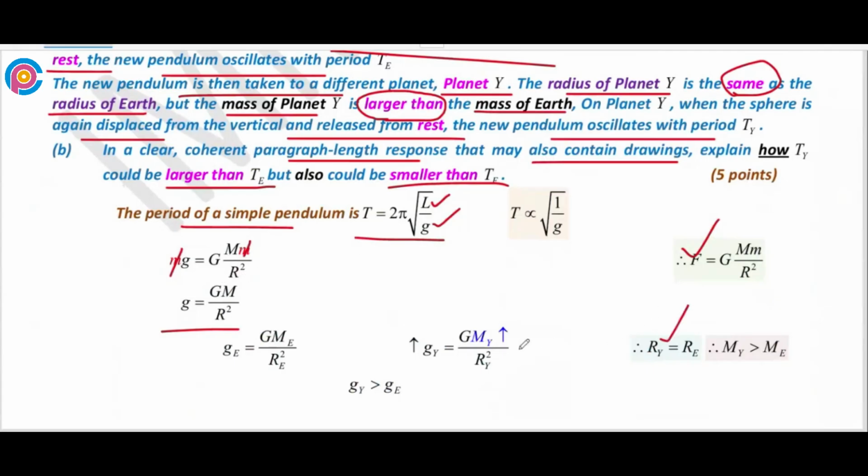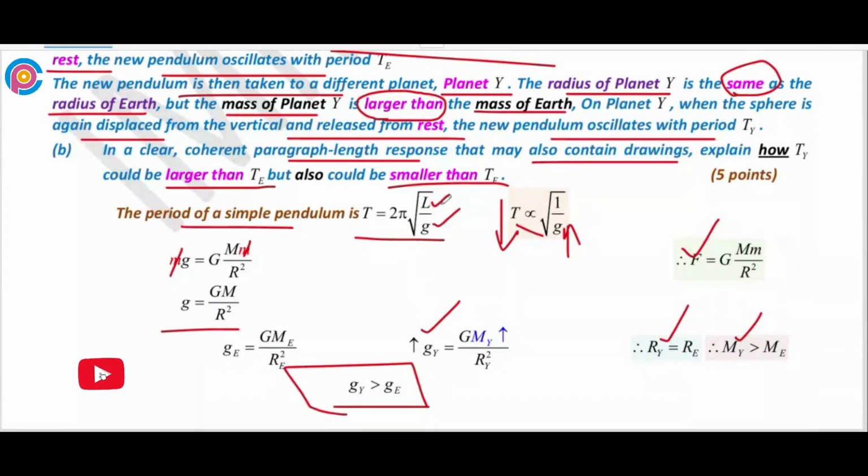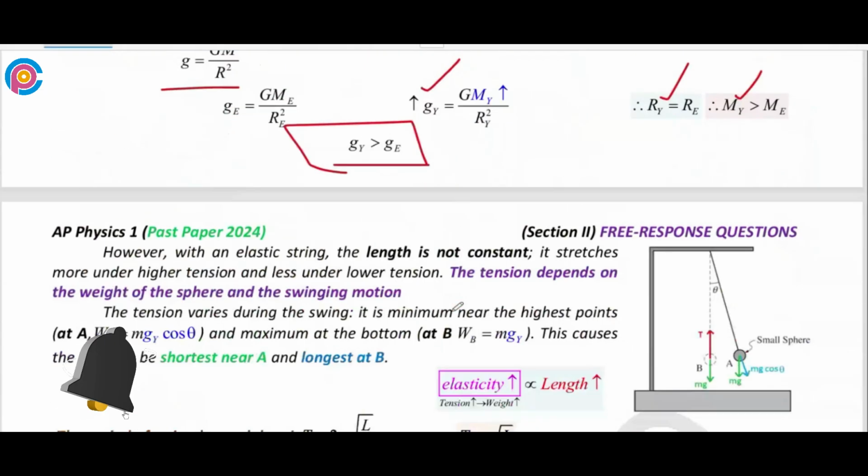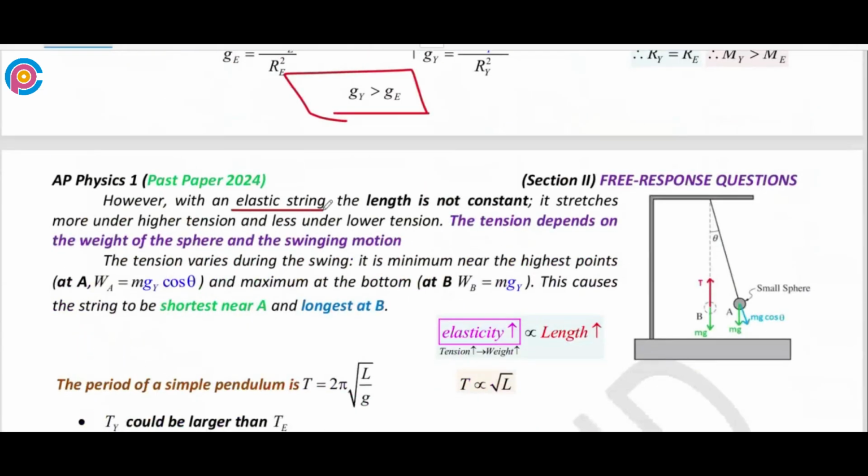In this scenario, the radii are the same but the masses are different. Planet Y has the greater mass as compared to the Earth. So we can conclude the gravitational acceleration is greater on planet Y as compared to the Earth. In that scenario, since the period is inversely related to g, when the value of gy is greater, the time period is less. But we still have to look at the length. What happens to the length? It is an elastic string.